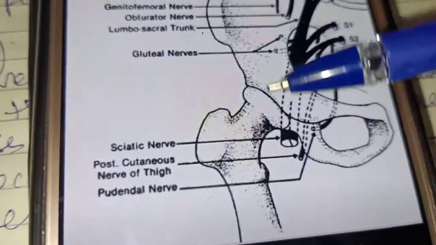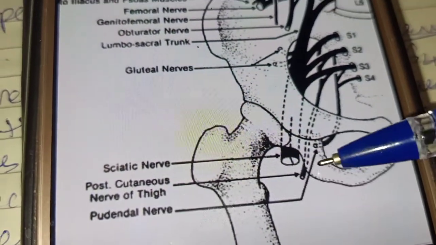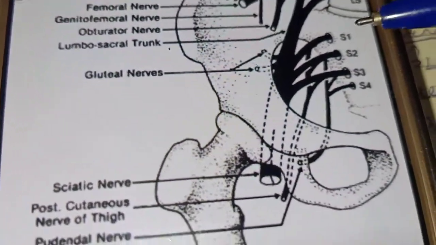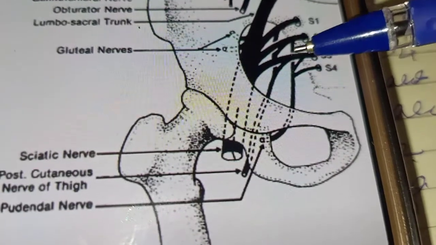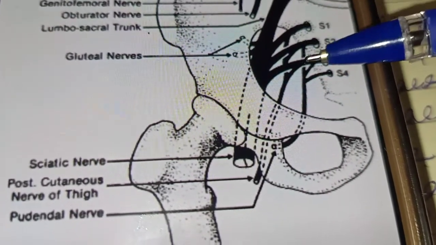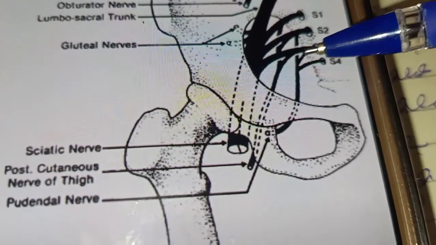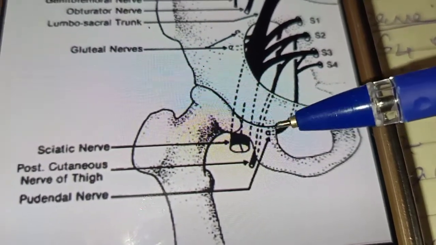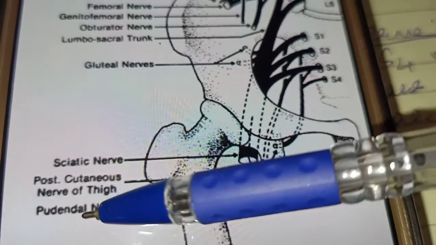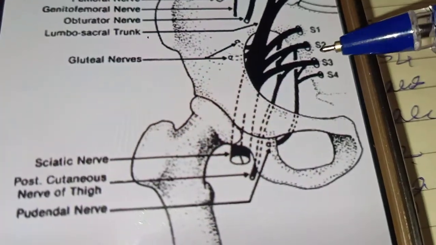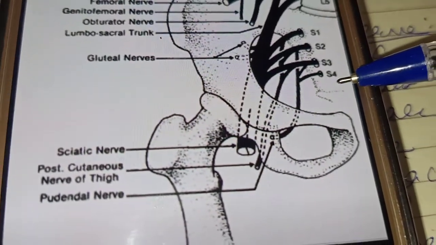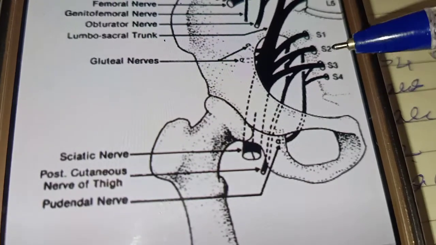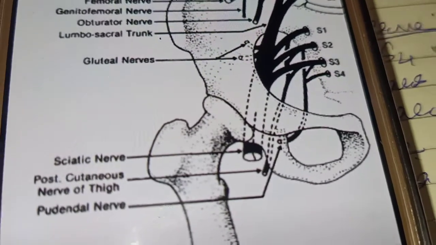So this is your pudendal nerve. You can see here the pudendal nerve arising from S2, S3 as well as S4. So the root value is S2, S3 and S4. Clear? This is the root value. Please remember the root value.